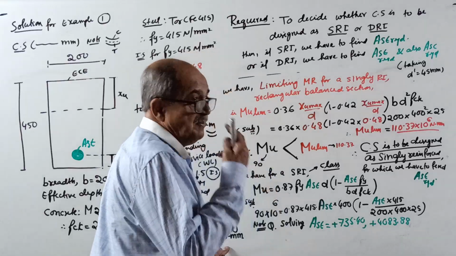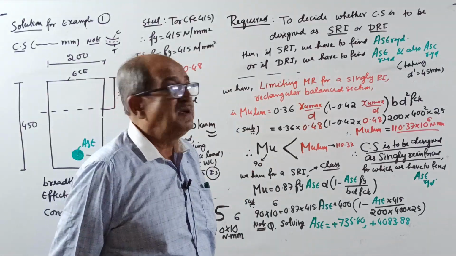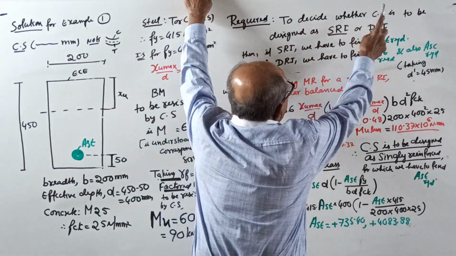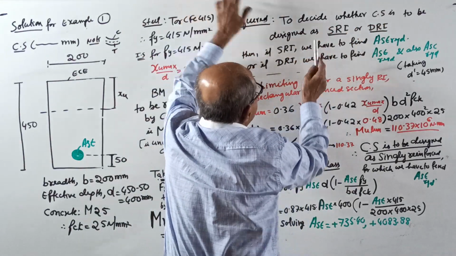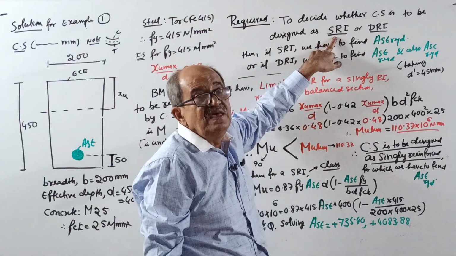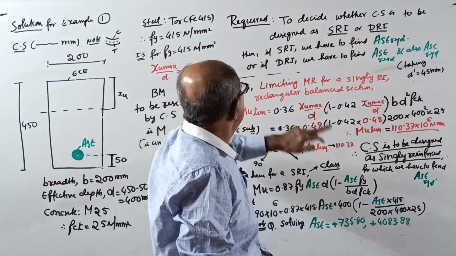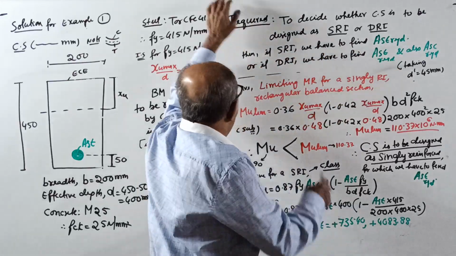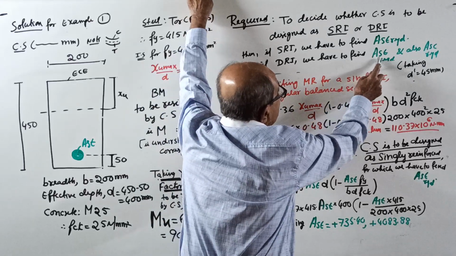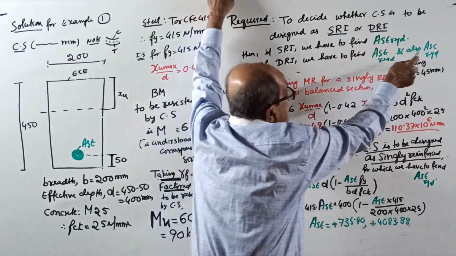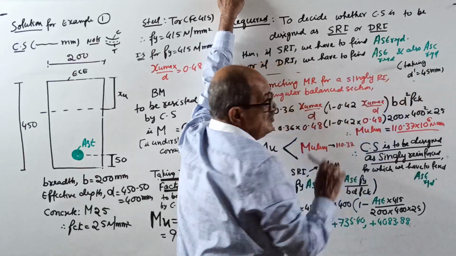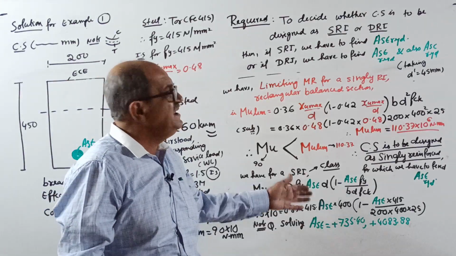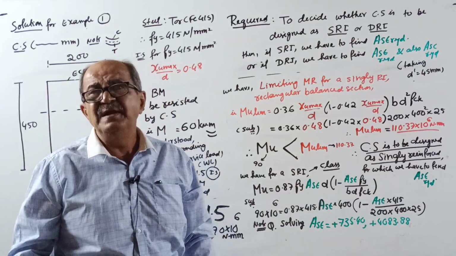Up to here over, I even added something else. I even wrote what is required. Required to decide whether our cross section is to be designed as singly reinforced, don't write SRI, or doubly reinforced. If singly reinforced, we have to find AST required, and if doubly reinforced, we have to find AST required and also ASC required. In that case, you have to take d dash equal to 45. Nobody will write this much detail. I am writing again and again so that doubts are not there.